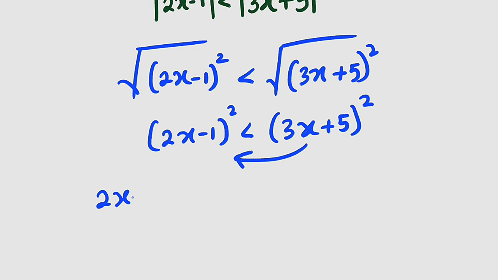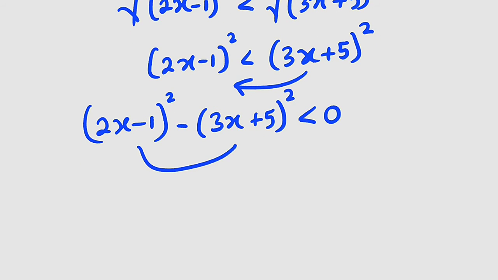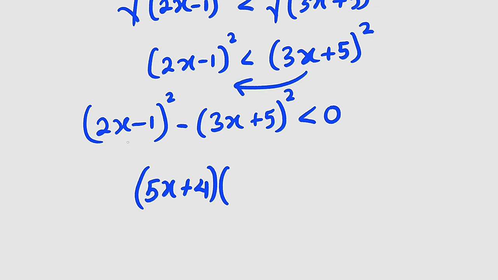We have 2x minus 1 whole squared minus 3x plus 5 whole squared, and this is less than 0. This is nothing but difference of two squares, right? You take this, you add to this, you multiply, you take this, you subtract this. Let's start with the addition. 2 plus 3 is 5x. This plus this will give us positive 4. Then multiplied by what? Now you subtract.